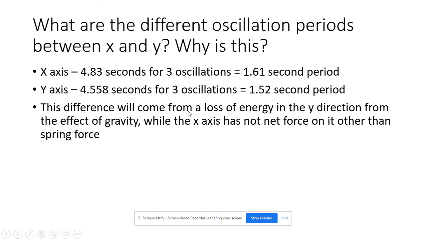And this difference comes from a loss of energy in the y direction from the effect of gravity and the spring constantly moving, while in the x direction, there is no force acting on it other than the spring force, which constantly moves.